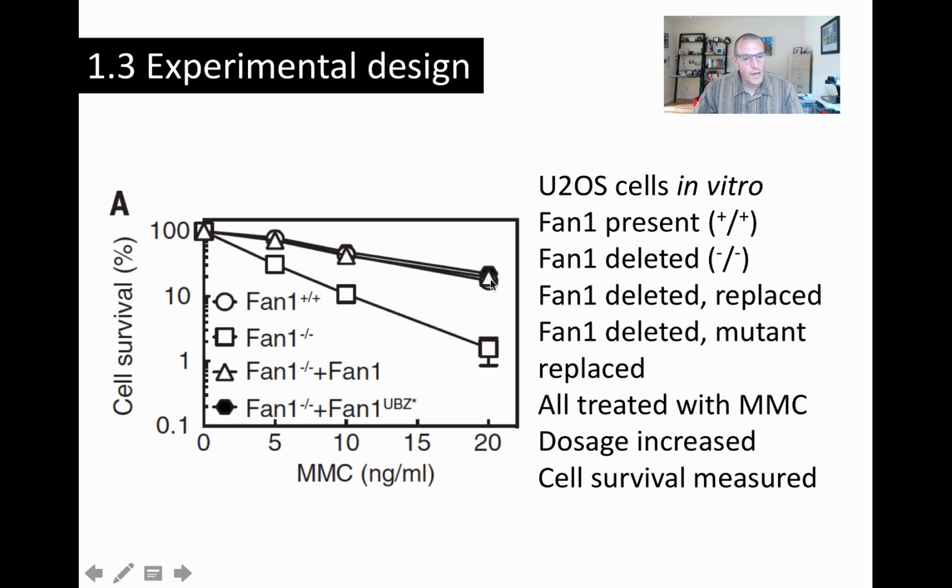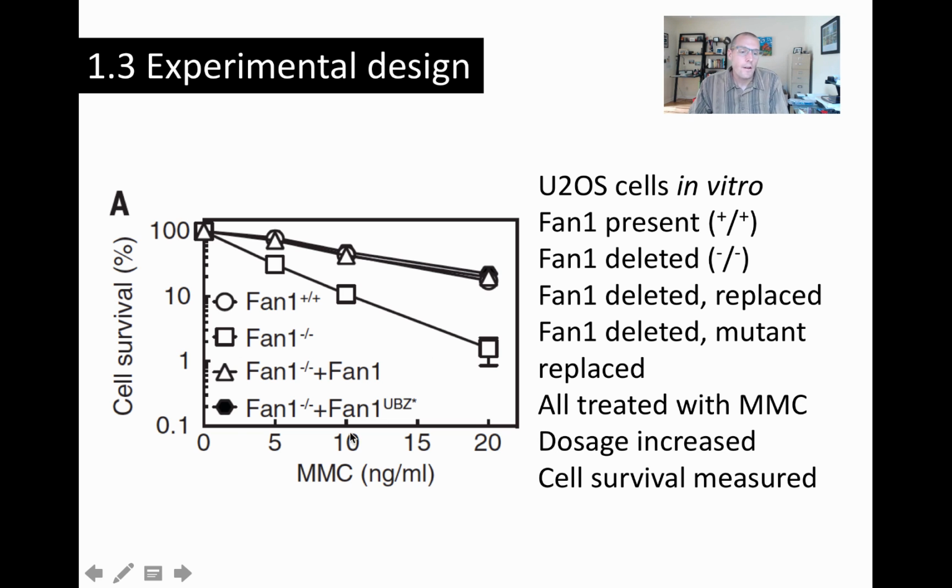Now, if we look at the square, which is FAN1 minus, those cells don't have the FAN1 protein. We're now down, if I go over to this axis, at about 2%. Note this is a log scale, so we're going from 100 to 10 to 1 to 0.1. The effect of deleting the FAN1 gene is much greater sensitivity of the cells to mitomycin C. If the gene is gone, and you give the cells 20 nanograms per mil of mitomycin C, they're 10 times more sensitive to it. So the conclusion is that the cells probably can't repair the damage caused by the mitomycin C when they don't have FAN1. This tells us FAN1 has something to do with repairing the DNA damage caused by this drug.